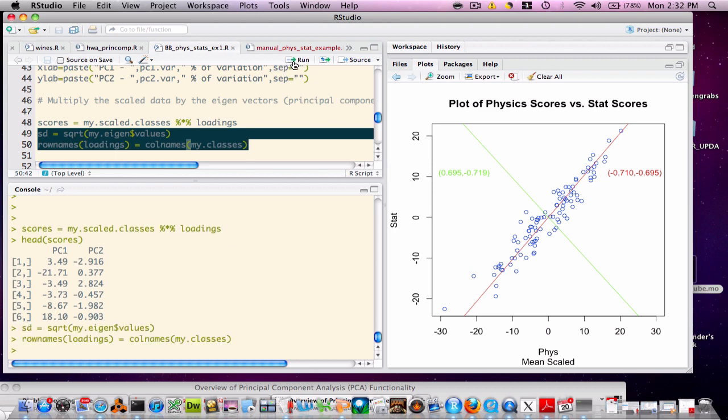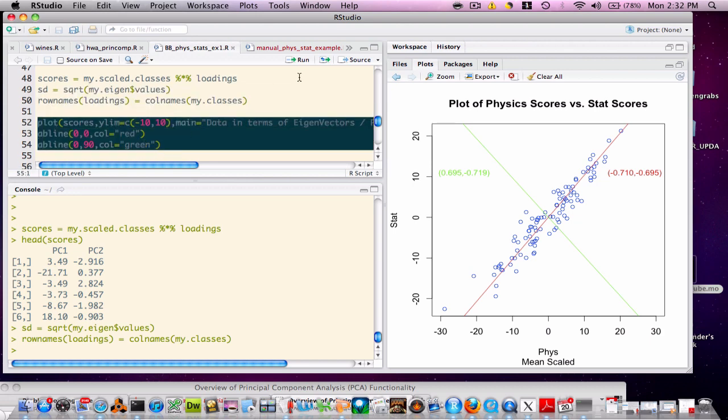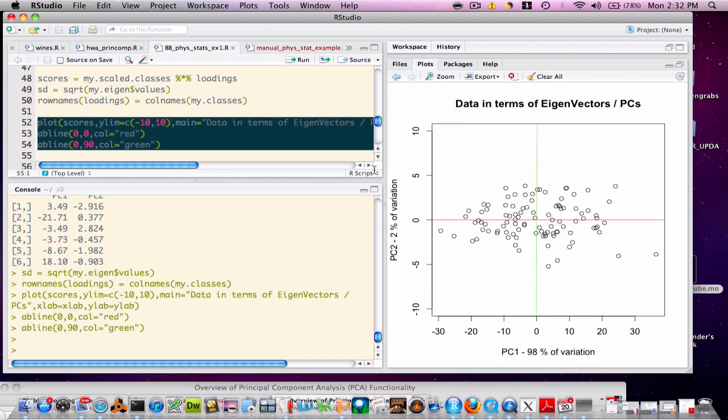Now it's natural to want to plot this information to see what this does. Let's go ahead and do that. What you'll see is that the data has been rotated and the x-axis now is the first principal component, the y is the second principal component. The first one accounts for 98% of the variation. I think you can see that the scales make that obvious.